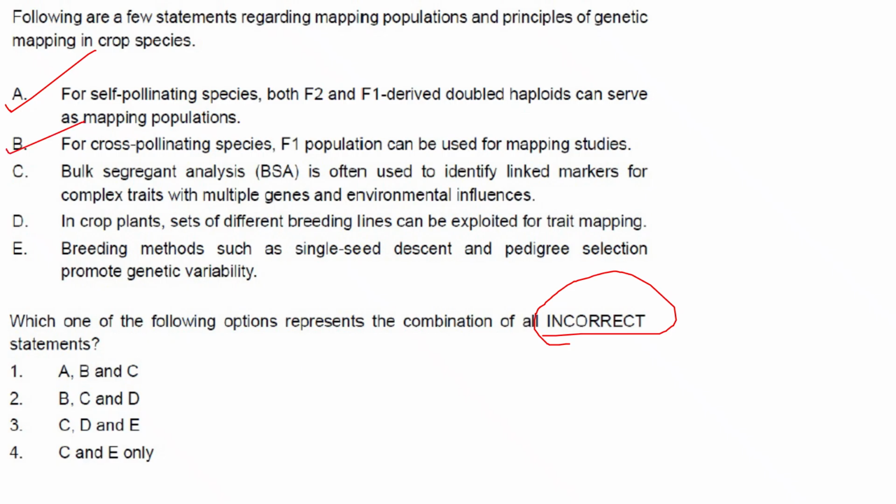Then, bulk segregant analysis is often used to identify linked markers for complex traits with multiple genes and environmental influences? No. What is bulk segregant analysis? You usually cross in bulk segregant analysis. You use it for identifying DNA markers linked to a trait.